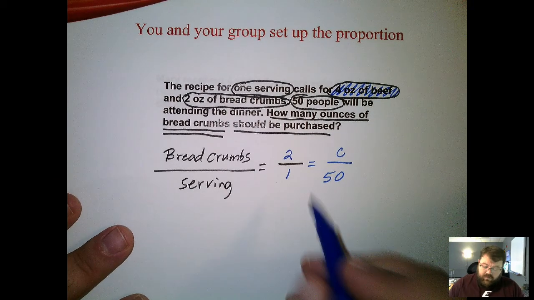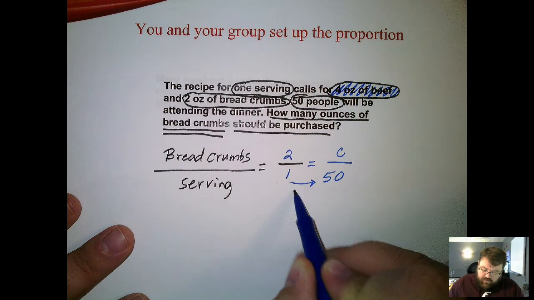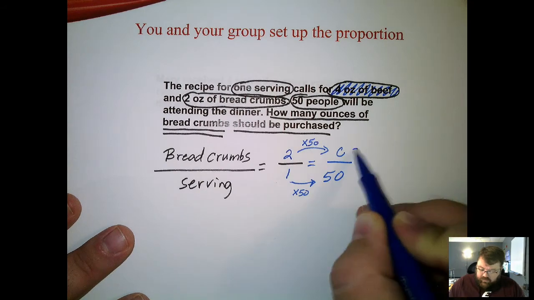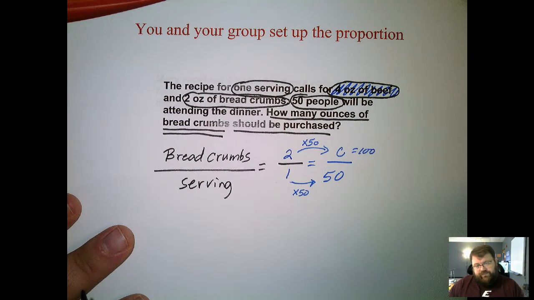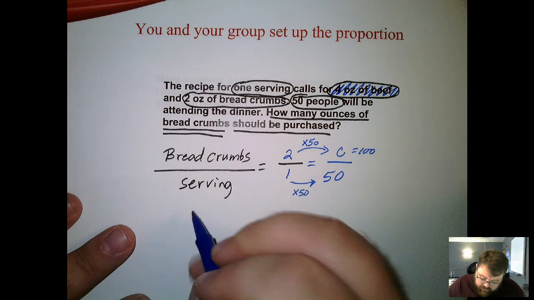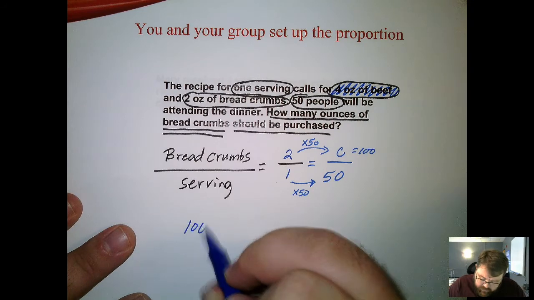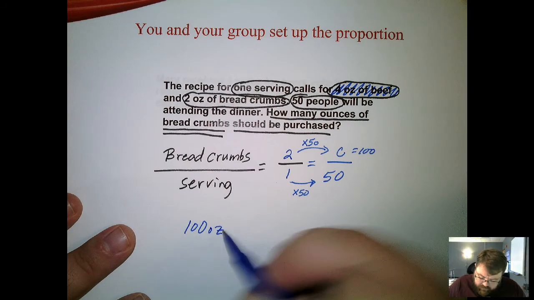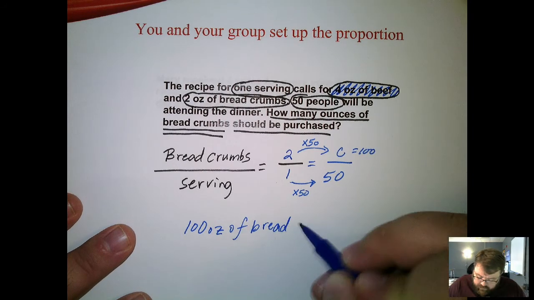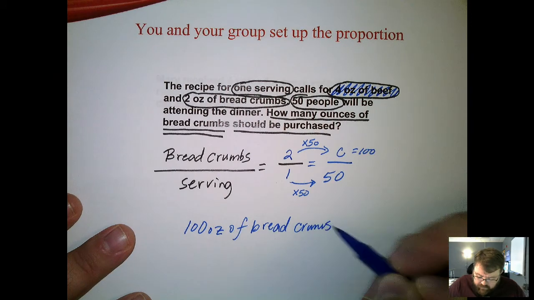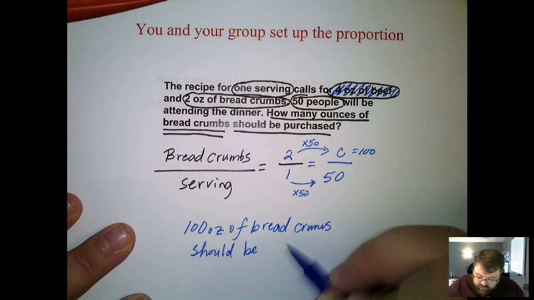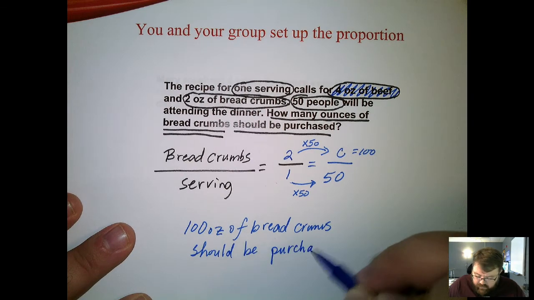Scale factor, this is very simple. 1 times what gives you 50? 1 times 50. So 2 times 50 is 100. What does that mean? You need 100 ounces of breadcrumbs should be purchased.